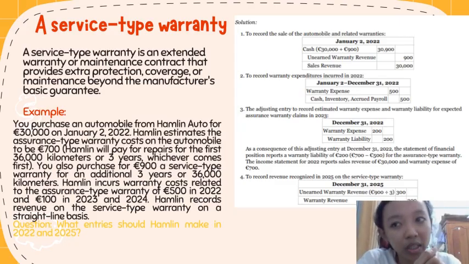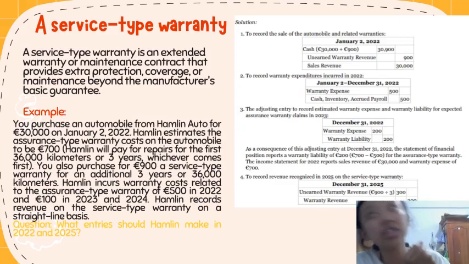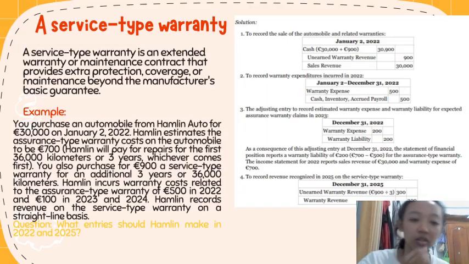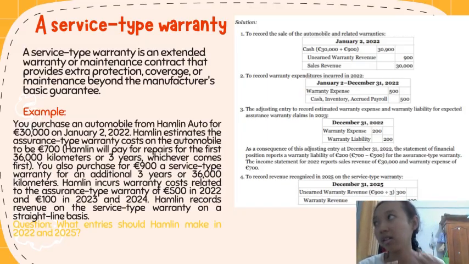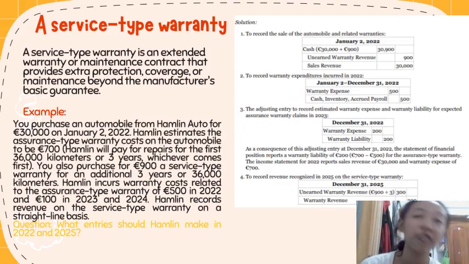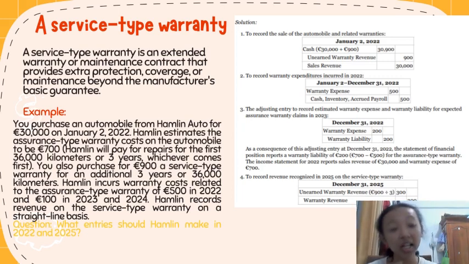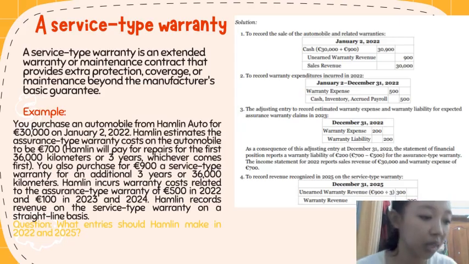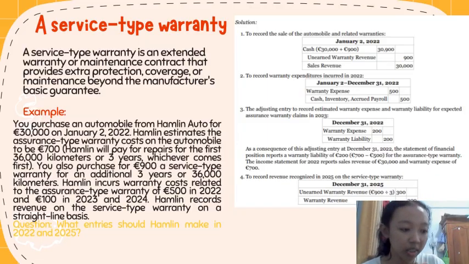So in 2022, we already incurred the expense, we already felt the benefit for 500. Okay, 500. So the leftover of the warranty is 200, which is 700 minus 500, and then we get the leftover of 200. And then we also record a revenue recognition in 2025 on the service type warranty.